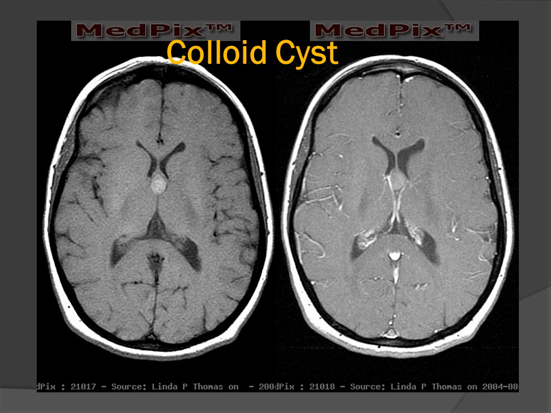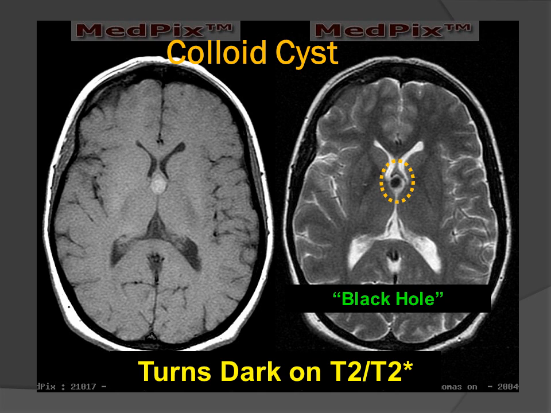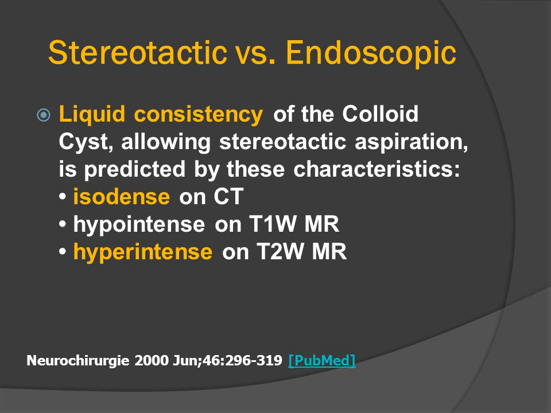Another colloid cyst illustrated here is also hyperintense on T2 weighted image, but we can see that on the T2 image the center of the lesion has become hypointense. This one would probably be too viscous to be aspirated through a needle and would require a ventriculostomy or endoscopic surgery. This is what is sometimes described as the black hole effect in the colloid cyst.